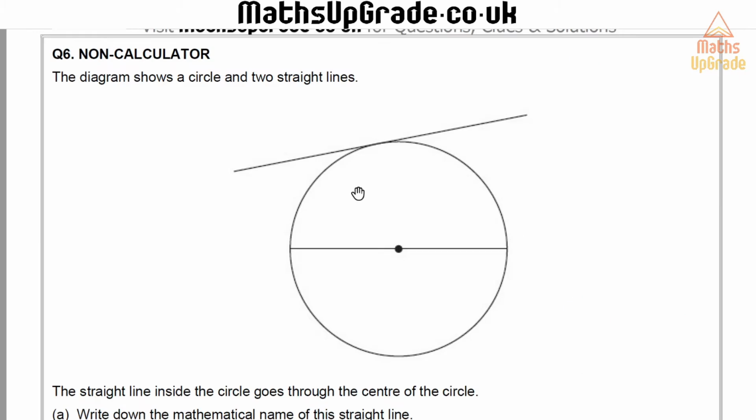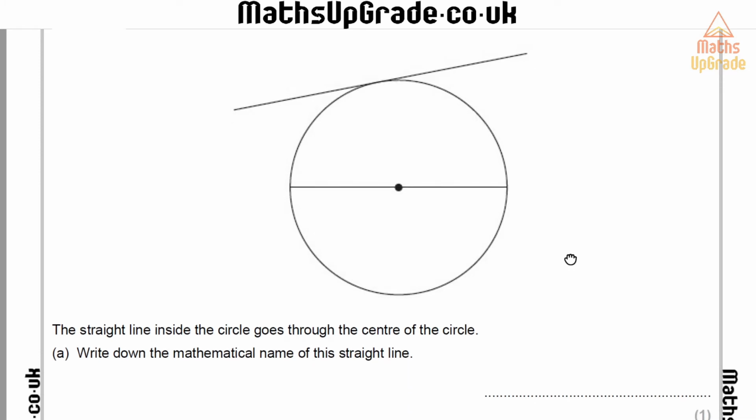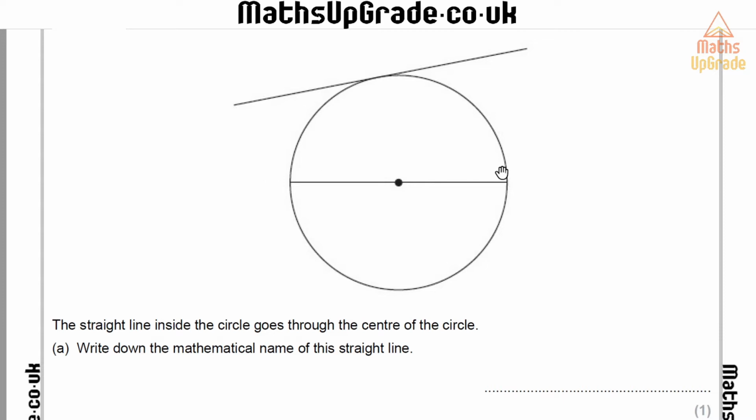Okay, in question 6, you're shown a circle with 2 straight lines. Okay, the straight line inside the circle goes through the center of the circle. Write down the mathematical name of that straight line for 1 mark. So that line there, because it's going from edge to edge straight through the middle, it's called a diameter.